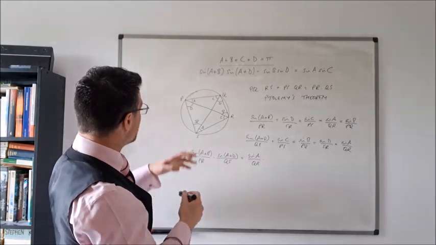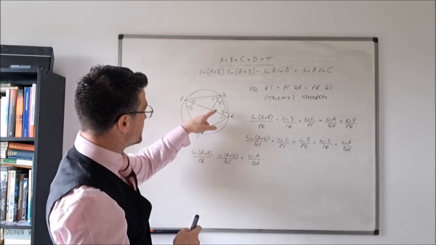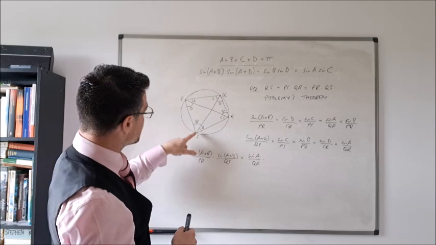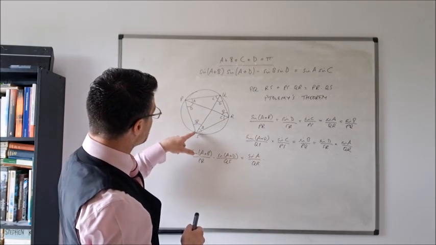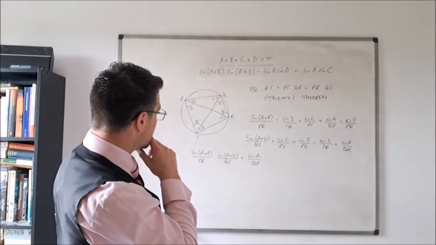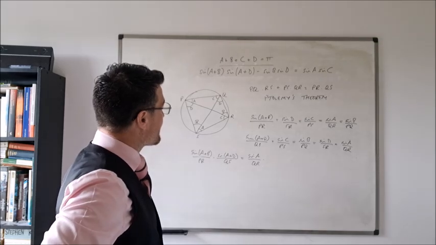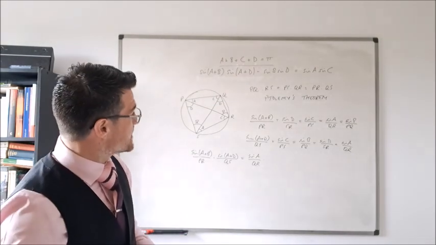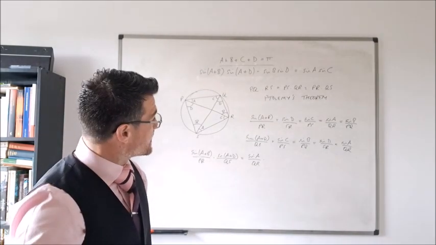I've made an error somewhere. A plus B, sine A over QR, sine B plus C, sine A over. I've made an error somewhere. I can't see where. Let me look at my notes. Sine C over PS, sine D over SR, QR.